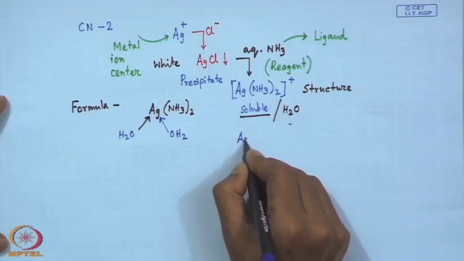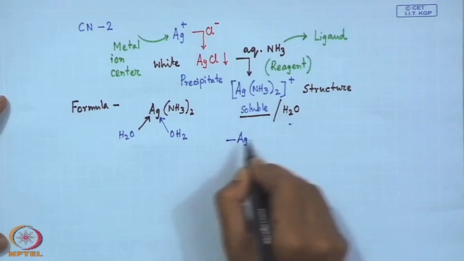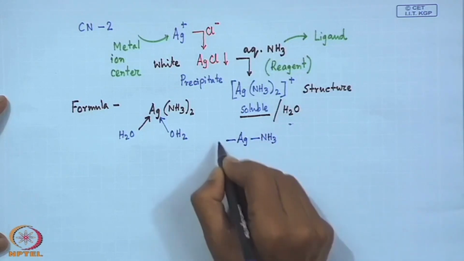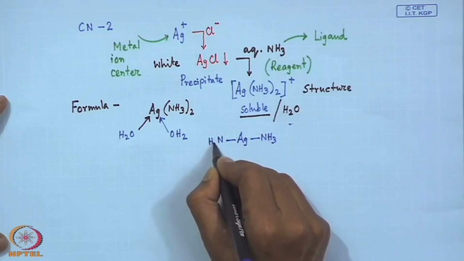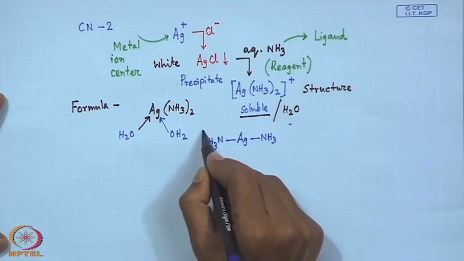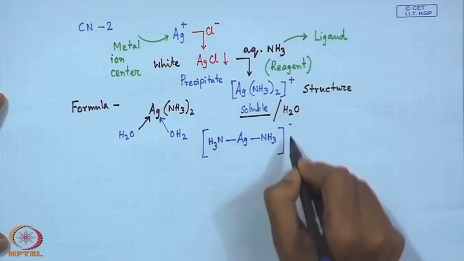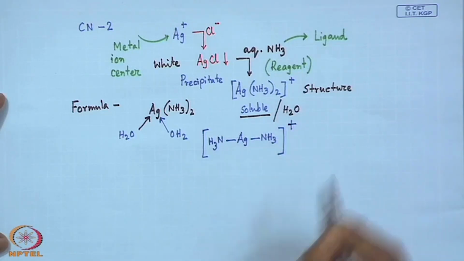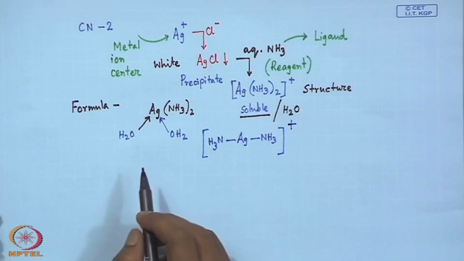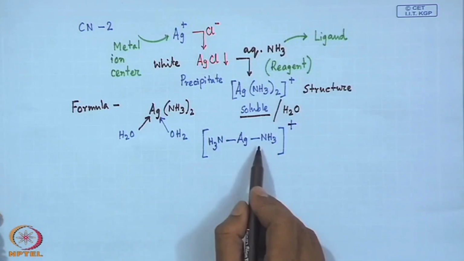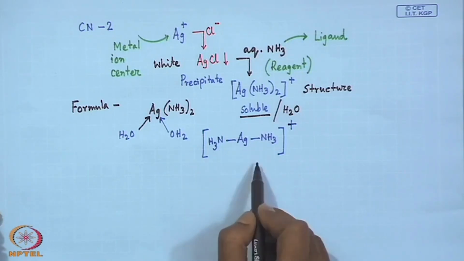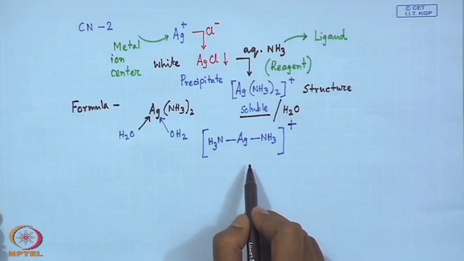And this will show the corresponding structure we can have for silver and two ammonia molecules, with a cationic charge on the overall complex. So, basically we get 2 points of attachment to the metal center by 2 ligands. As a result, we get a coordination number of 2.